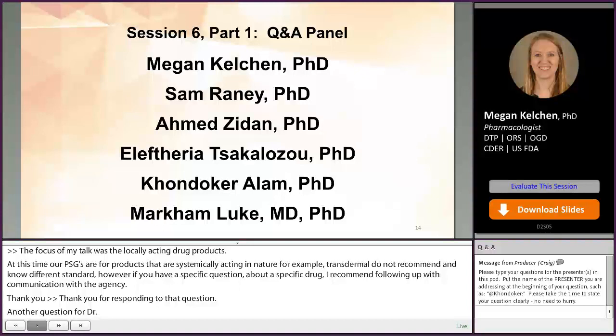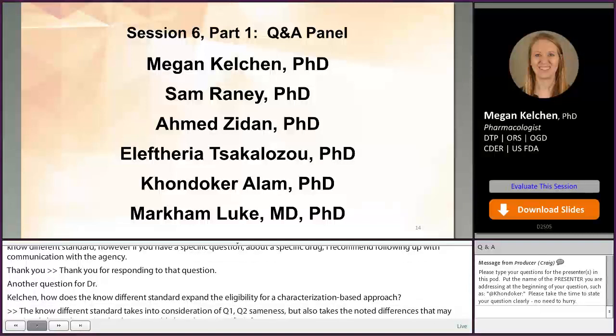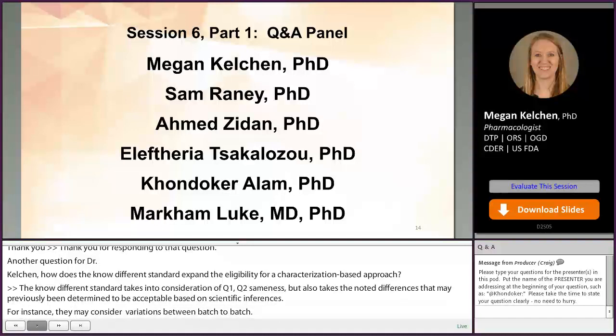So the no difference standard takes into consideration Q1, Q2 sameness, but it also takes into account differences that may have previously been determined to be acceptable based on scientific differences. For example, the no difference standard may consider variations from batch to batch of the reference product. So because the no difference standard takes these differences into consideration, it is a little bit more of a nuanced assessment of Q1, Q2 sameness, and therefore a test product that may not be exactly Q1, Q2 the same, but still falls in this no difference category, may be acceptable for the characterization-based approach. Thank you.